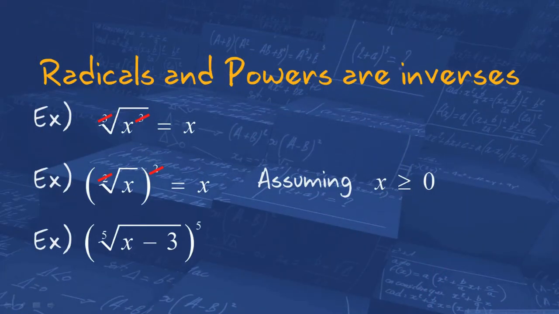And last but not least, let's take a look at this one. We have the fifth root of the binomial x minus 3 taken to the fifth power. So again, the power and the root will undo each other as long as the number is the same. And we're left with what's underneath the radical, called the radicand, x minus 3.